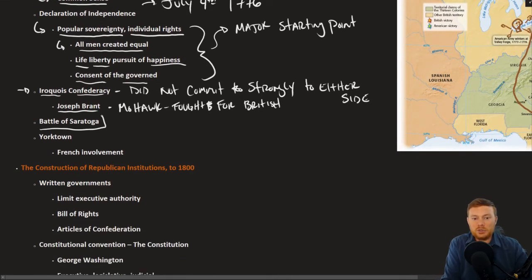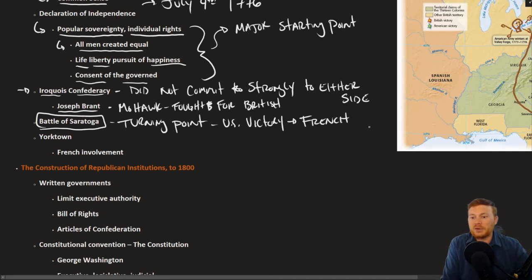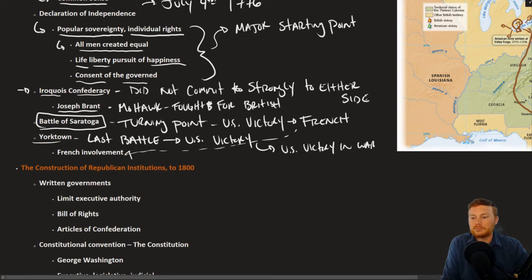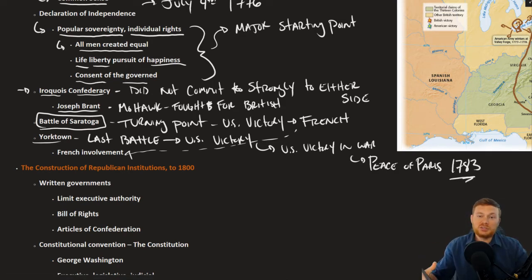However, the Battle of Saratoga was the turning point. After this battle, this was a U.S. victory. And this was the battle that really gave the French a reason to join the American side. And so it was with French involvement that Yorktown, the last battle, also being a U.S. victory, led to U.S. victory in the war. The Peace of Paris finally signed in 1783. Great Britain acknowledged that not only they had lost the war, but acknowledged that the United States was a new and independent country.